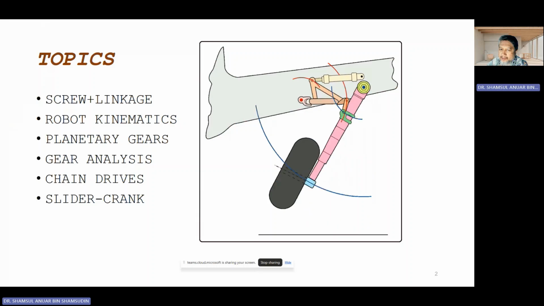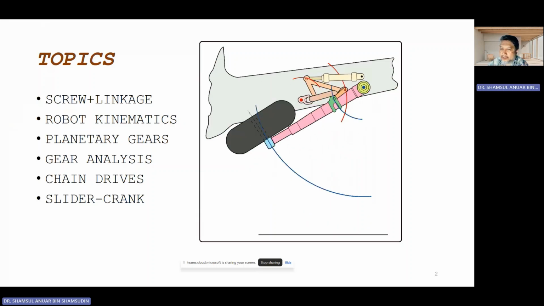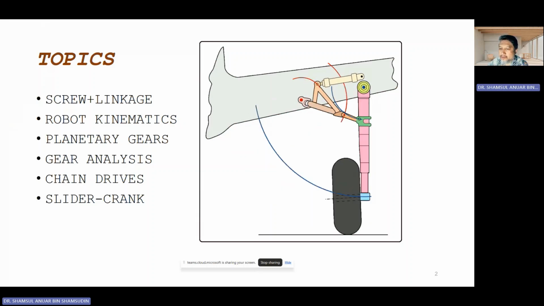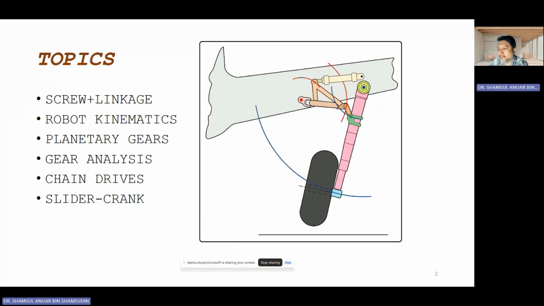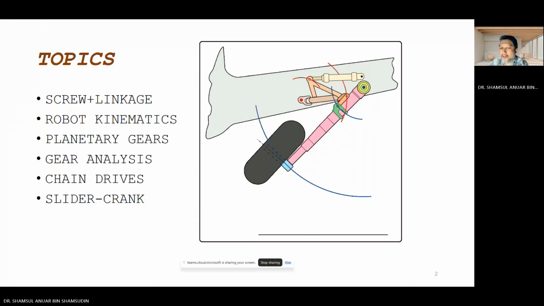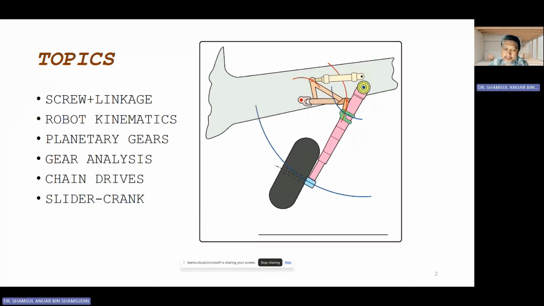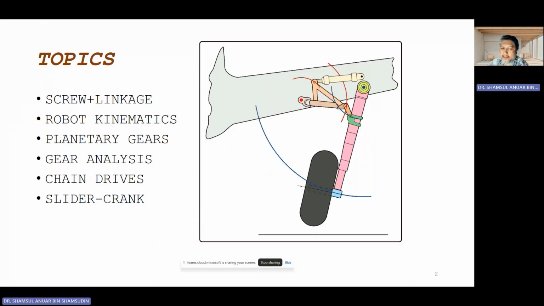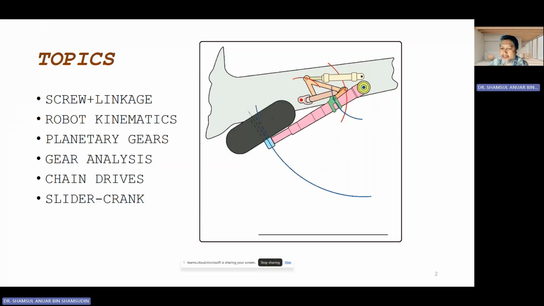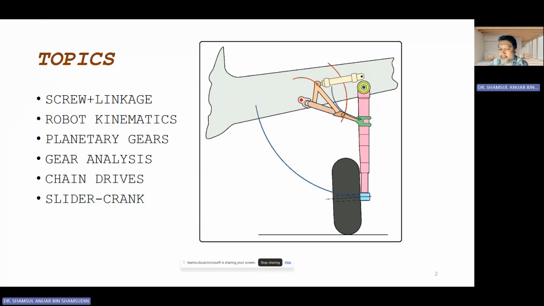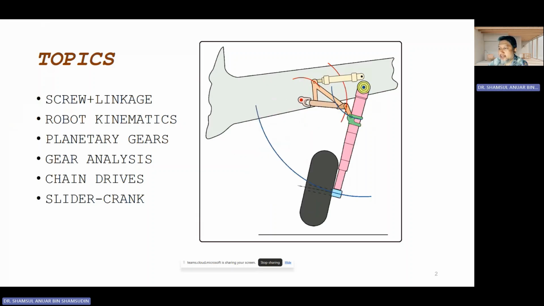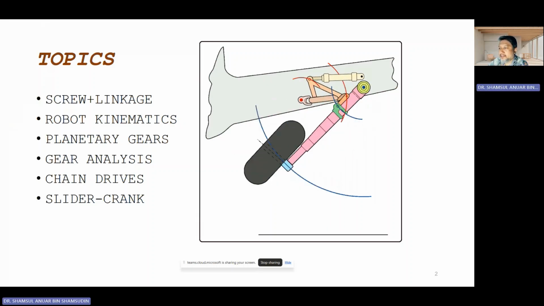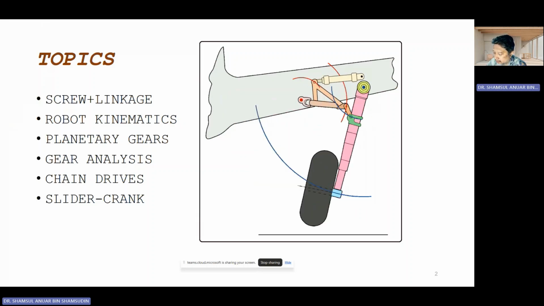And then planetary gear. Planetary gear, there are two ways to solve them. So I will show you or review both methods. And then there is gear analysis, chain drive design, as well as slider crank. So those are some of the topics. Some optional, some part of the compulsory section.